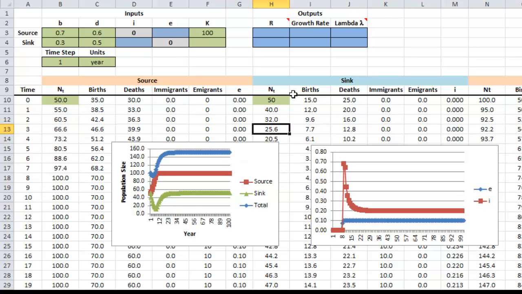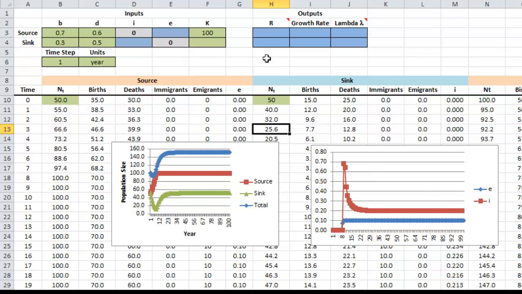Now we can calculate our geometric rate of increase, or R. Now remember, in the past we had talked about R as being just the birth rate minus the death rate. Well, here we have to consider some other rates as well. We have to consider the immigration rate and the emigration rates to the source and the sink. And you can see that we've plotted these rates, and these rates are also changing through time, but they do stabilize.